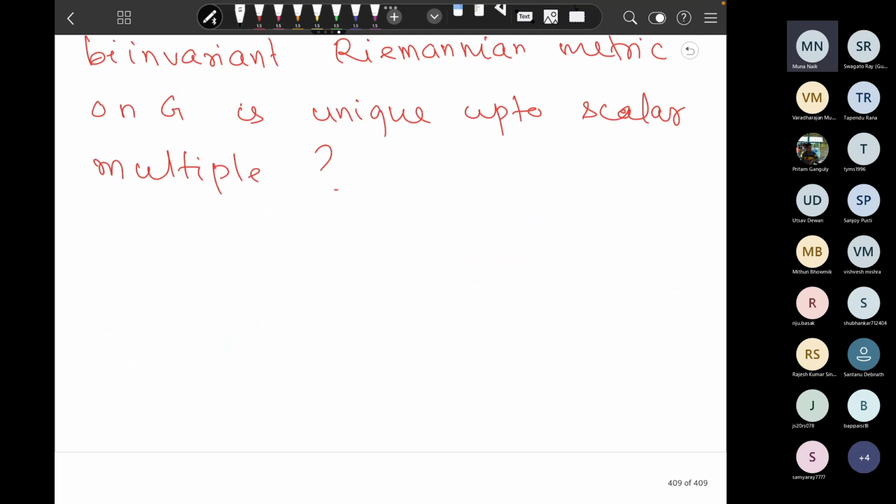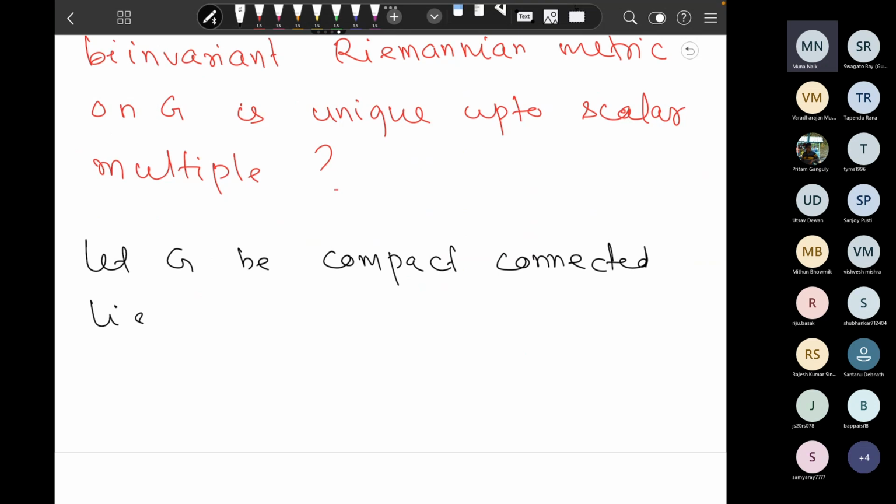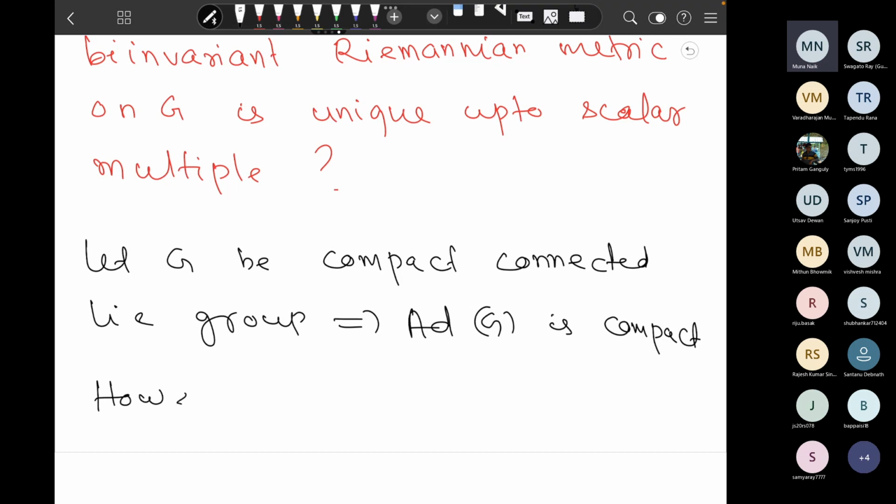Okay, so let G be a compact connected group. That implies RG is compact. So now the question is, can you give an example where RG is compact but G is non-compact? However, the converse is not true.